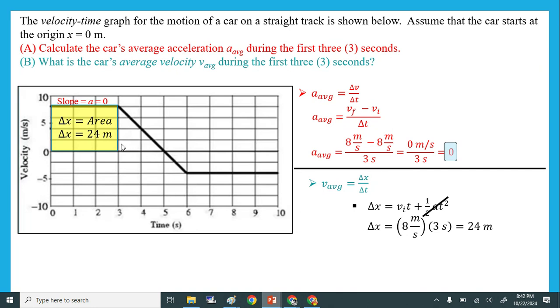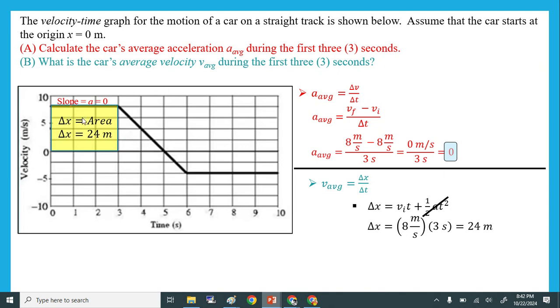The other way to find displacement is simply by looking at the area underneath a velocity versus time graph. The only thing you have to be super careful about is to shade the right area. So here, if you just shade in the first 3 seconds, watch my cursor, it'll be from 0 to 1, 1 to 2, 2 to 3, and I go up to where the graph is.